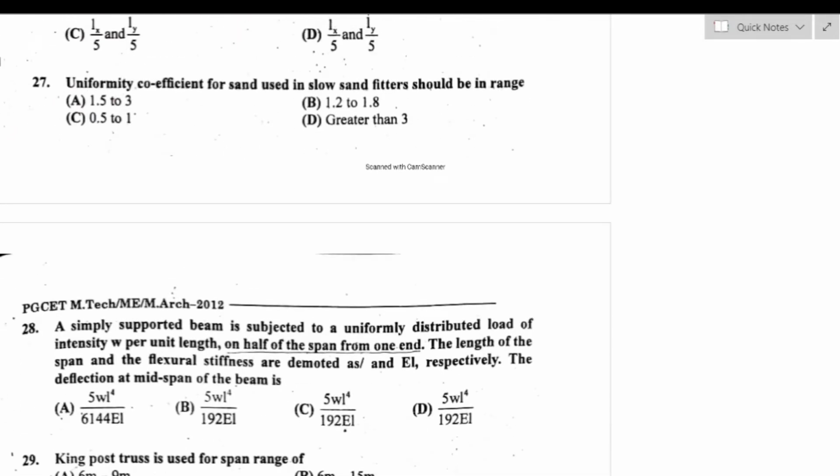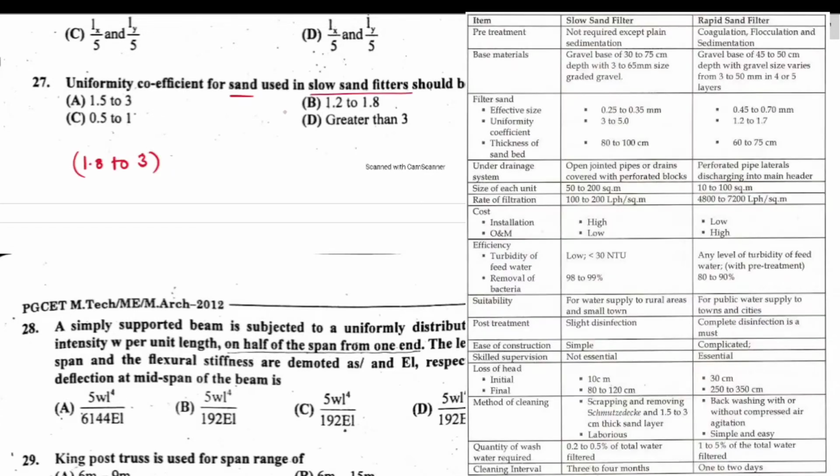Question number 27. Uniformity coefficient for sand used in slow sand filters should be in the range of. For a slow sand filter, the uniformity coefficient of sand is 1.2 to 1.8. The answer is option B, 1.2 to 1.8. And the remaining parameters of slow sand filters and rapid sand filters you can observe in the following picture.